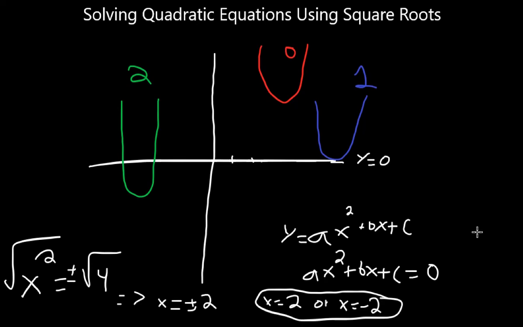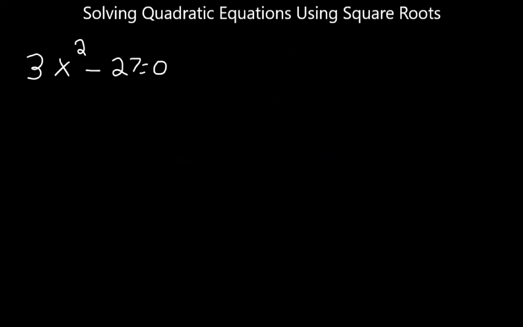Now let's take a look at 3 examples. Let's take a look at 3x squared minus 27 equals 0. Now this one is a little bit more complicated than the one I began with. My ultimate goal here is to get one side of my equation with something squared, and then another side that doesn't have a square in it. So if I look at this equation here, I see that this side right here has a term that's squared, but it also has a term that's not squared. So what I'm going to do is I'm going to add 27 to both sides.